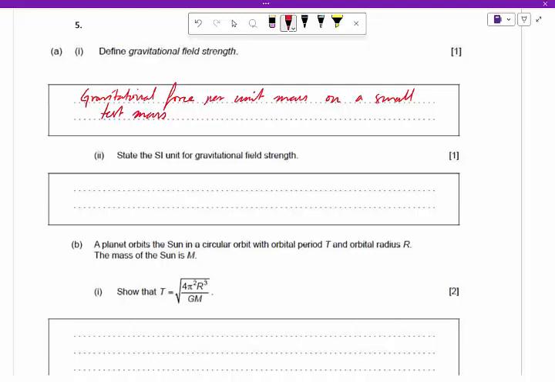State the SI unit for gravitational field strength. Well, we know that g is F over m, so units should be newtons per kilogram.